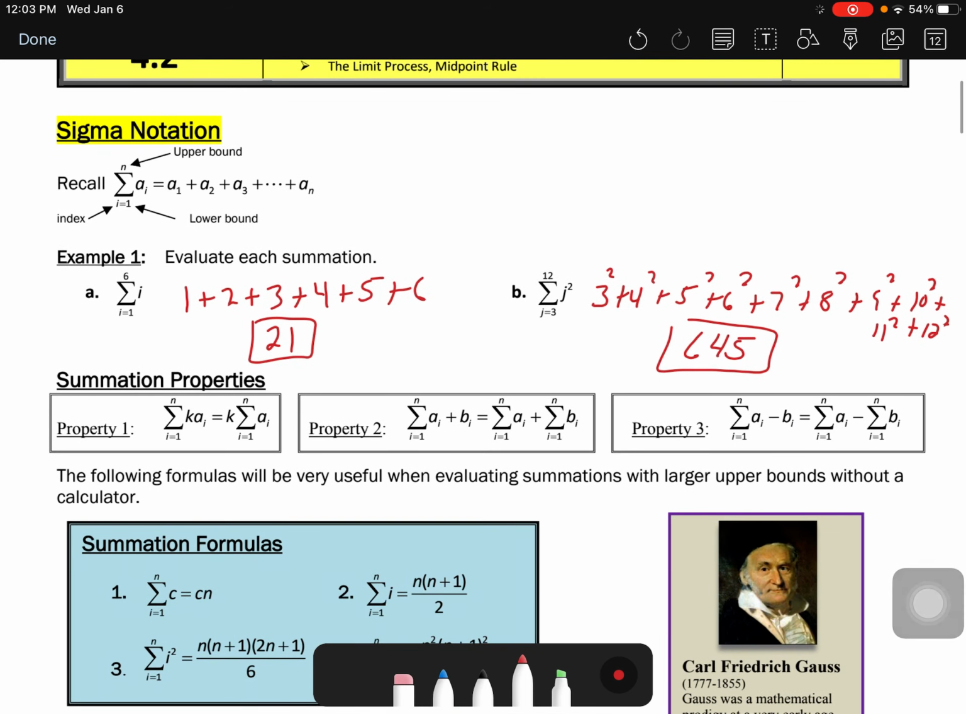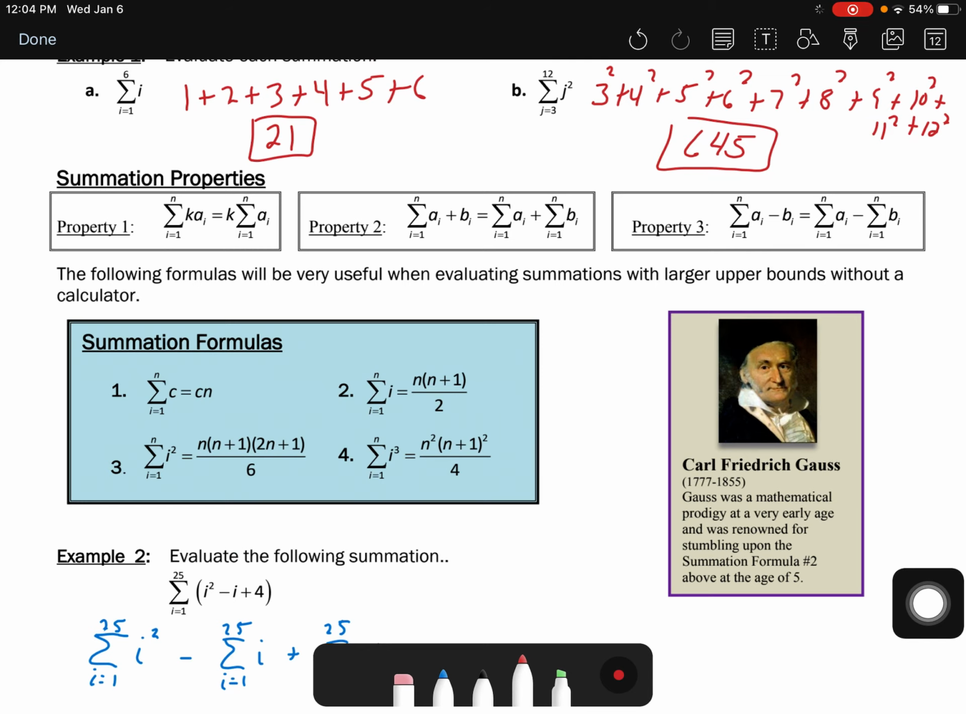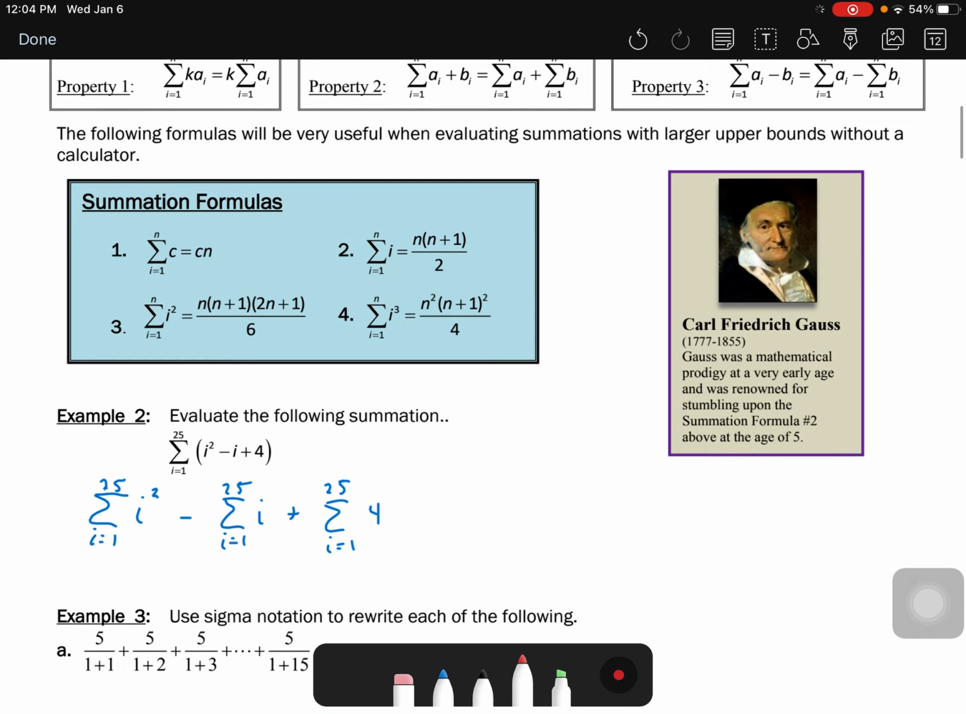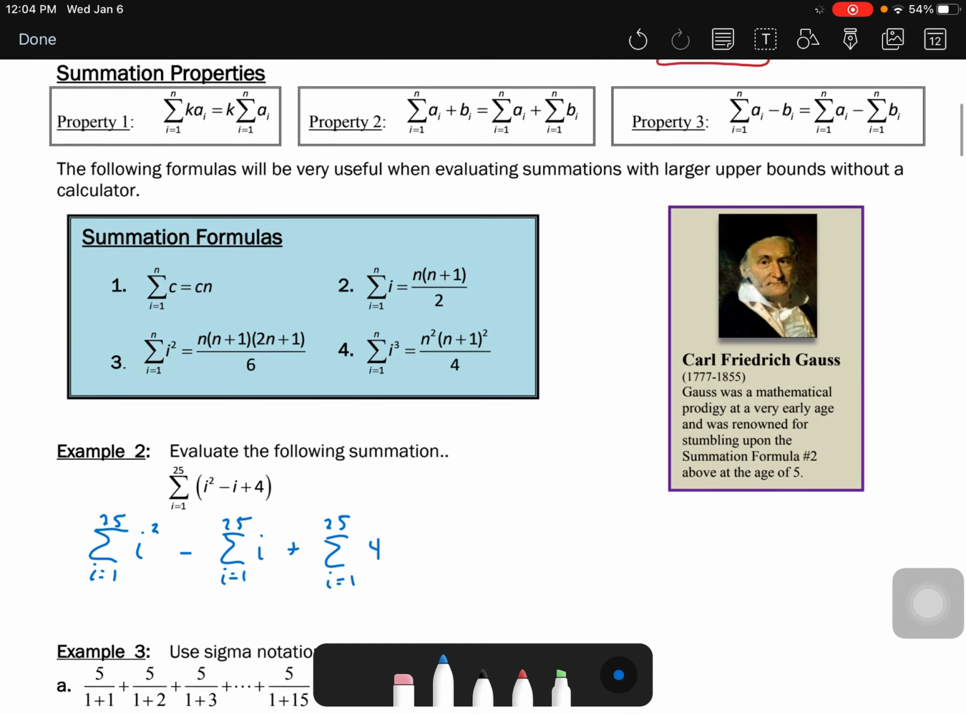Now, sometimes these expressions get a little more complicated than just i or i squared. There are some properties you can use to calculate the values without having to go through and add them all by hand, because that gets real tedious, especially if you have a lot of numbers from your lower to your upper bound. So there are some formulas here. Are you going to have to memorize them? A couple of them for the quiz and test. I'll be more specific about what you really need to memorize as we get closer to that point.